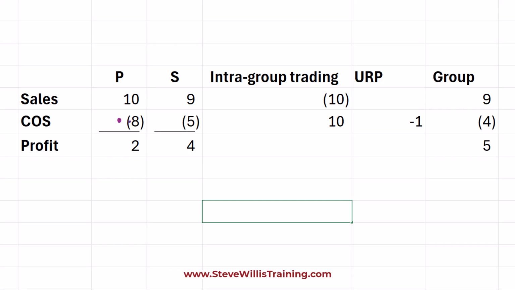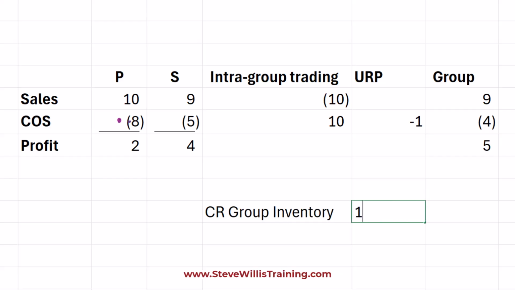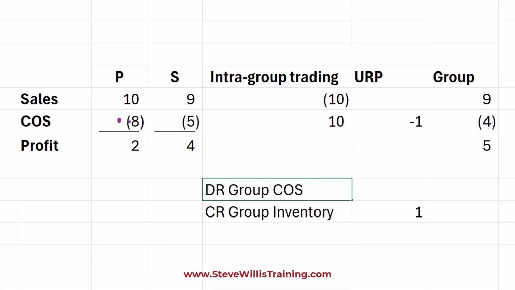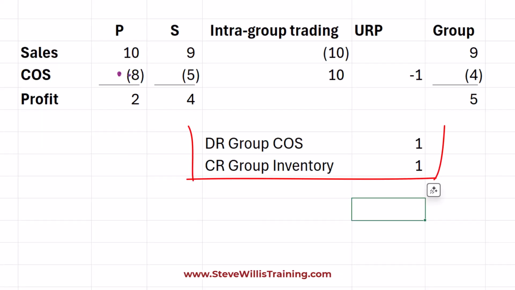Let's recap what we did. First thing we did was we reduced group inventory. That would be a credit to group inventory of 1. Remember, inventory is a debit balance, an asset, so credits reduce it. Now, we need a debit to group cost of sales. Remember, expenses are debits, so if we debit cost of sales, we'll increase it by 1. So those are the adjustments. And ladies and gentlemen, we've completed our consolidated statement of profit or loss.